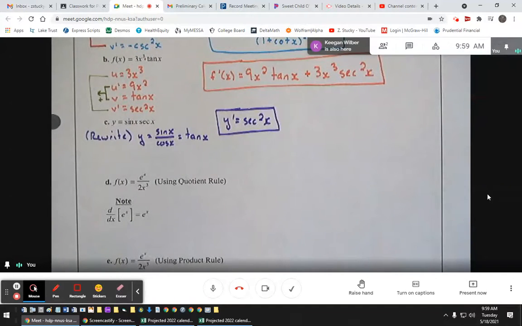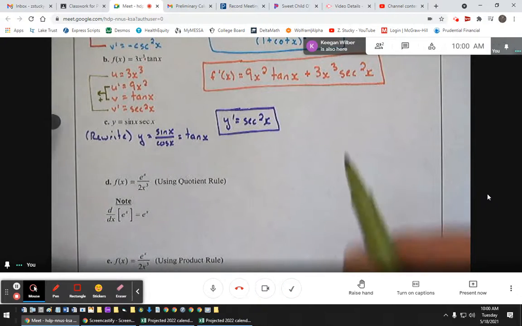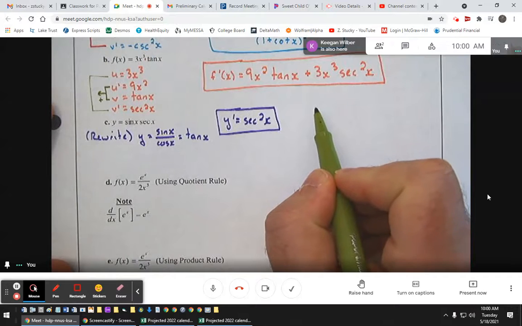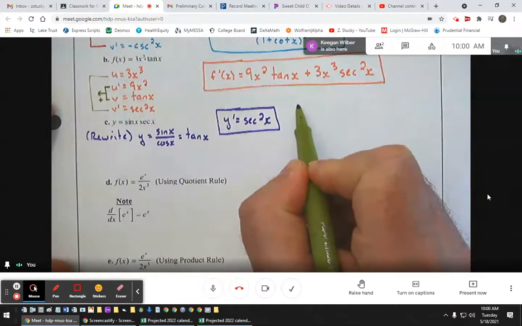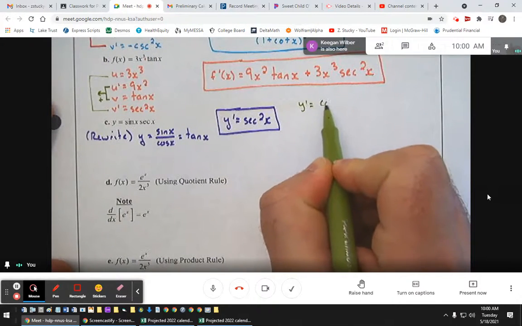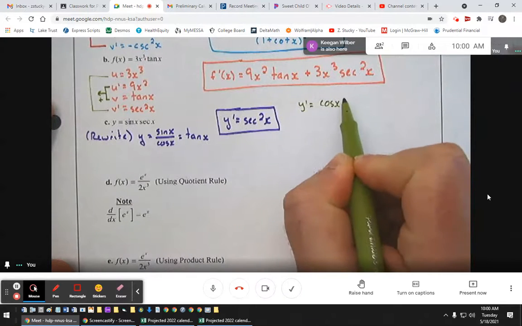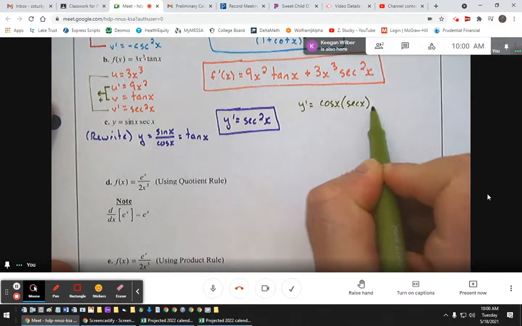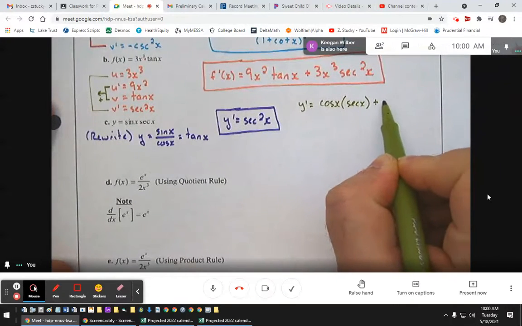Now, just to prove to you that what you did was not incorrect, let's go ahead and you tell me what you got. Hold on, sorry. y prime equals cosine of x times secant of x? Sine of x?